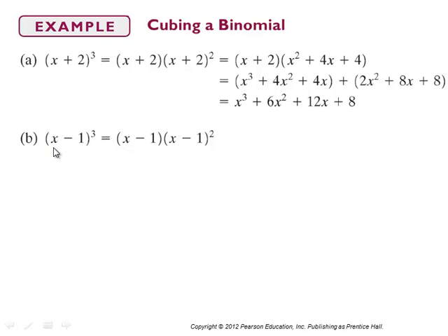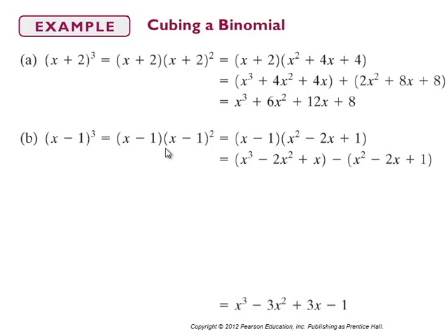Here's x minus 1 cubed. So again, we'll do the same strategy here. x minus 1 times x minus 1 squared. But x minus 1 squared is x squared minus 2x plus 1. And then multiply it out. Now, do you recognize this pattern here? The x cubed minus 3x squared plus 3x minus 1. Notice the alternating signs here. That's an important clue. And also this 3 and this 3, that comes from somewhere.